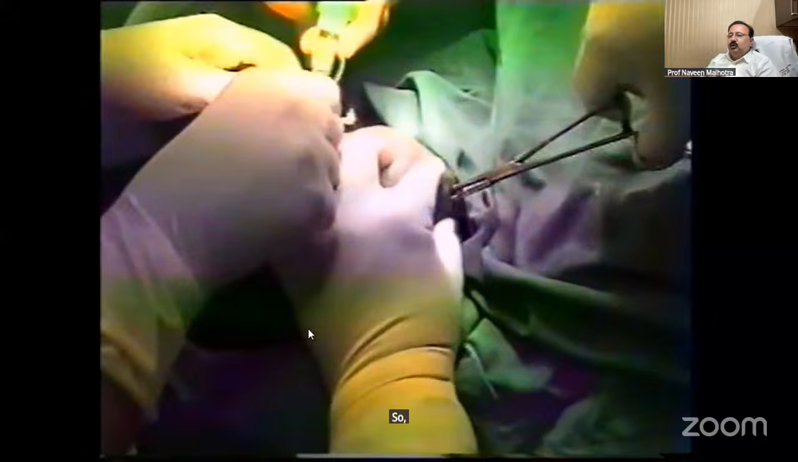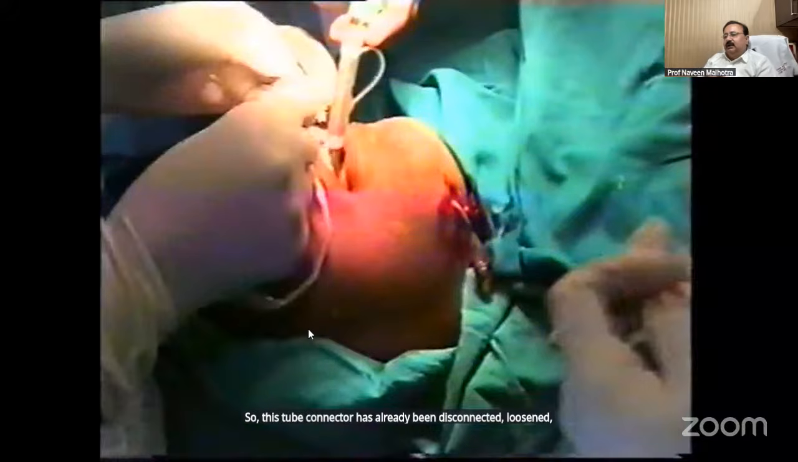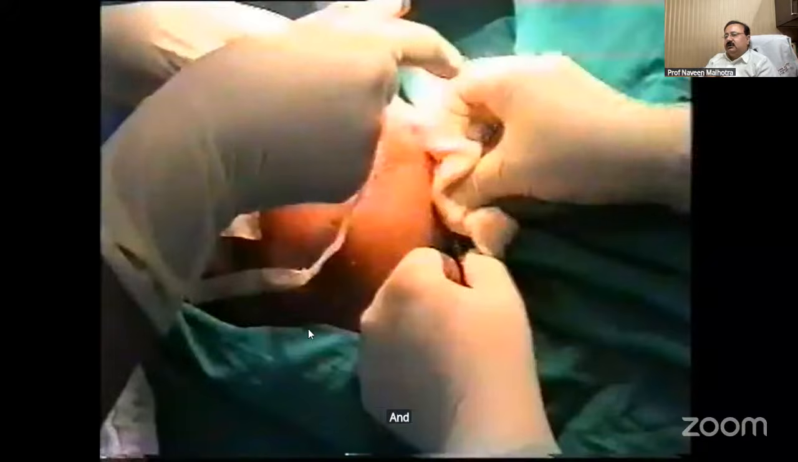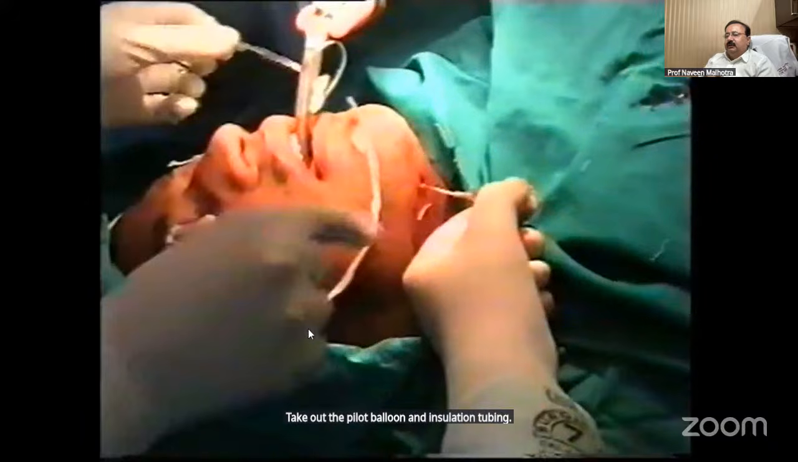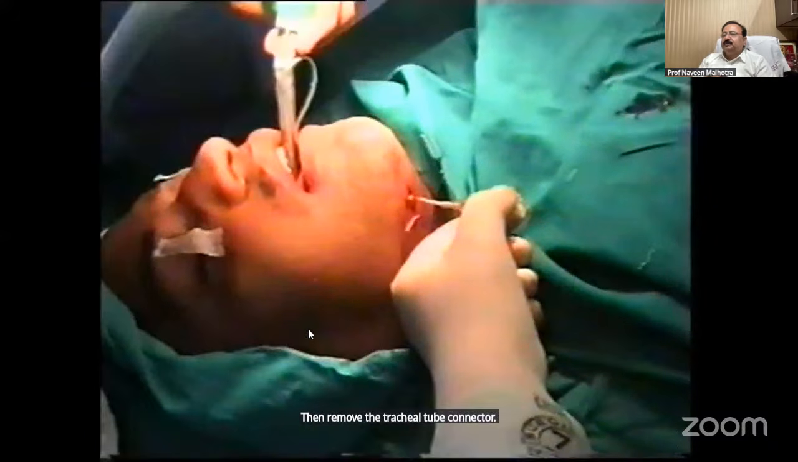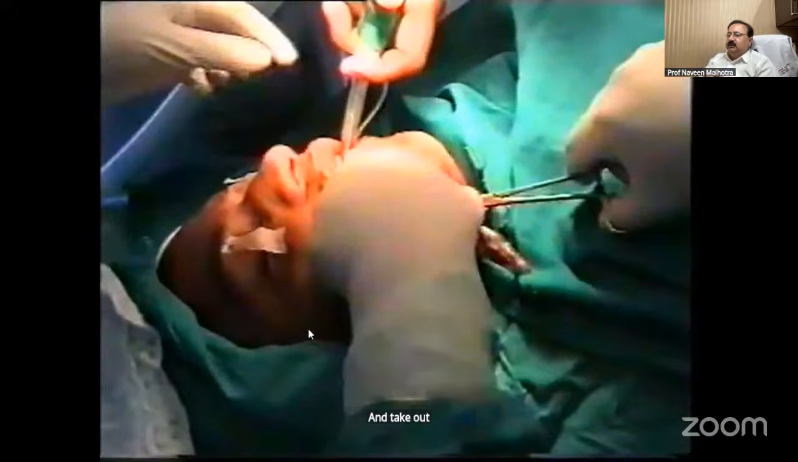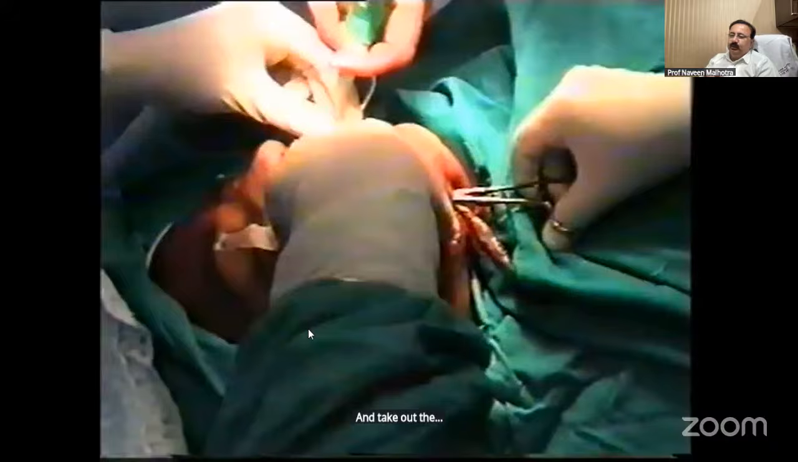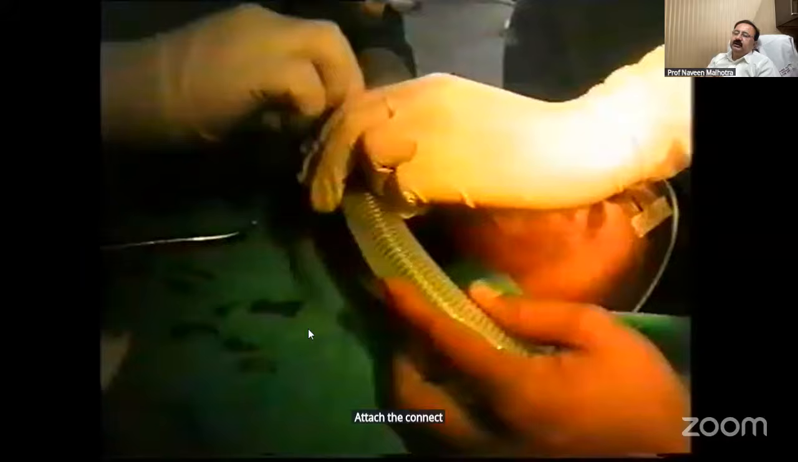So this tube connector has already been disconnected and loosened. First take out the pilot balloon and inflation tubing, then remove the tracheal tube connector and take out the tracheal tube. While doing it, please hold the tube with the other hand so that the whole tube does not come out. And then attach the connector and suture it.